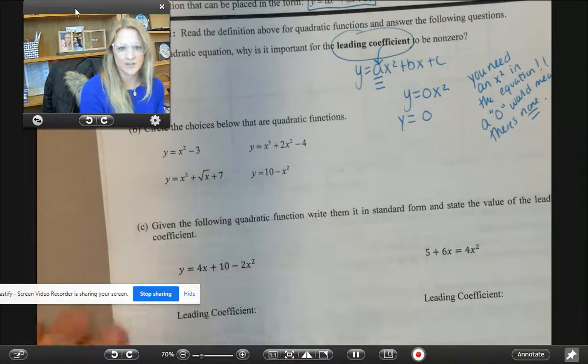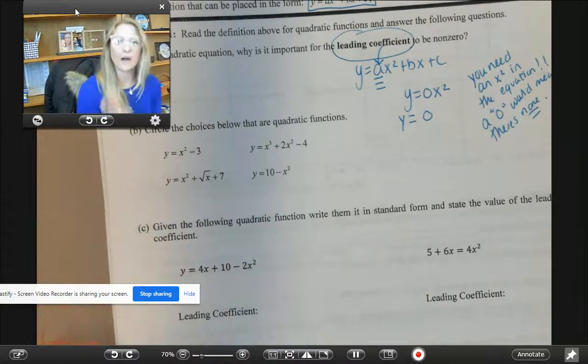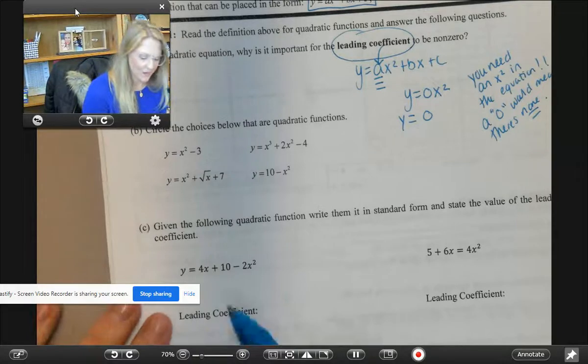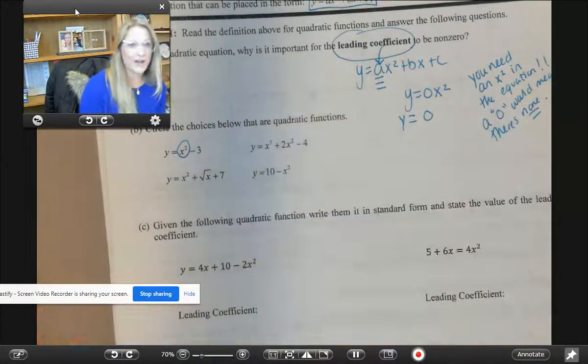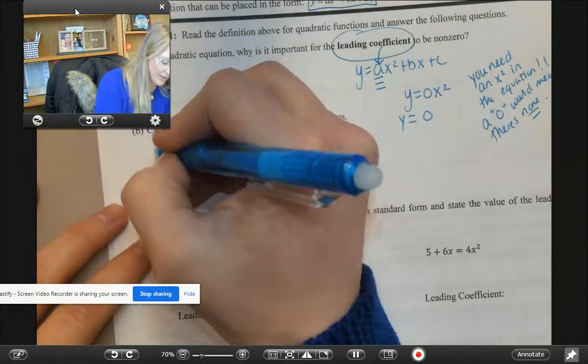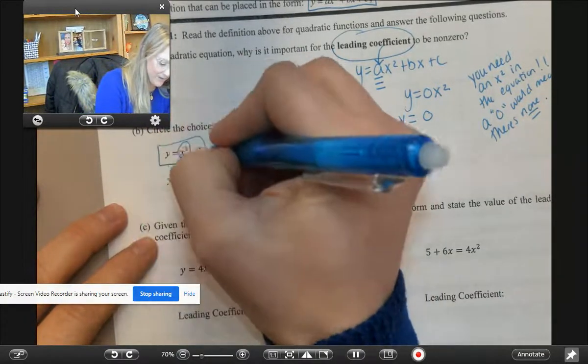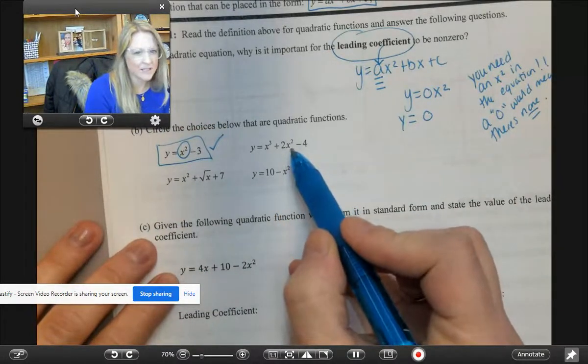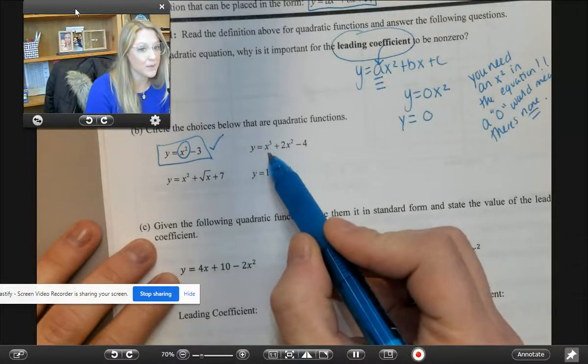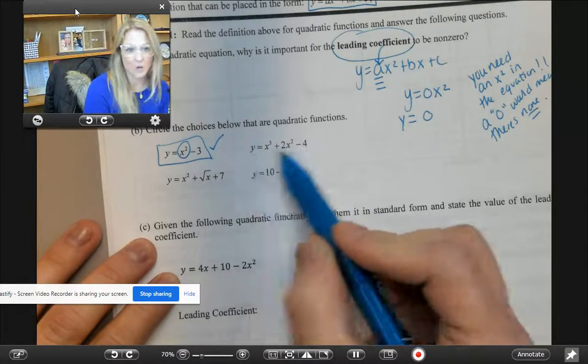And so let's take a peek at some other equations and decide, how do you know if it's quadratic or not? Okay, see this x squared? And you see how that's the highest power and there's an x squared? This is quadratic. Okay? This one, do you see how it has an x squared but also has a higher exponent of x to the third? This is not quadratic.